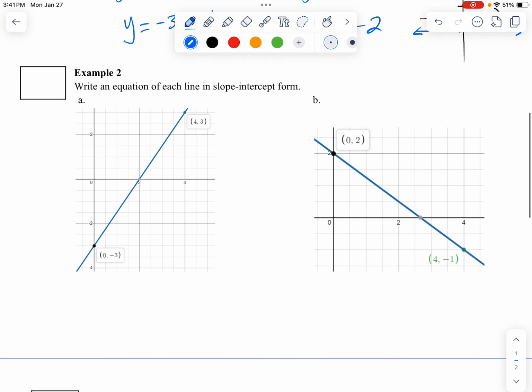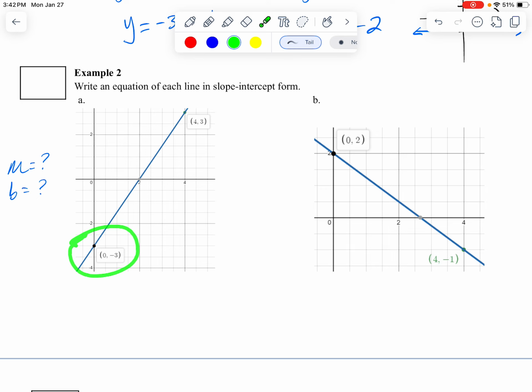Okay, moving on, looking at a graph. So we're going to need to do a little bit more work here, but again, we're still looking for the same things. What is my slope and what is my y-intercept? Y-intercept we can just pluck right off the graph, right? That's where it crosses the y-axis. So the y-intercept is -3.